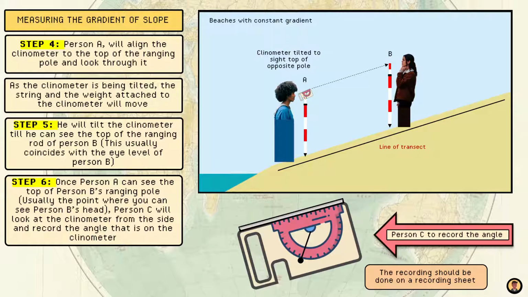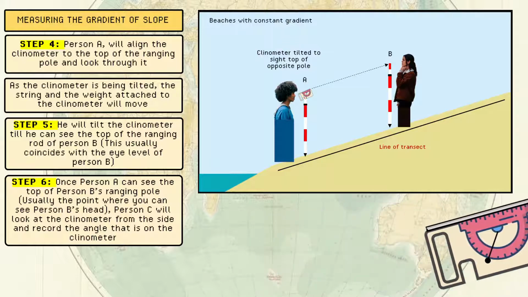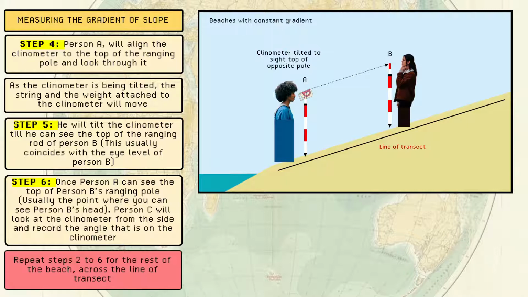Alright, so after you have done this, congratulations, you have completed one section of the beach. Now, what you want to do is repeat steps 2 to 6 for the rest of the beach across the line of transect. Basically, until the whole line of transect has been totally covered and you have gotten your readings. That's when you conclude this method. You have gotten the profile.